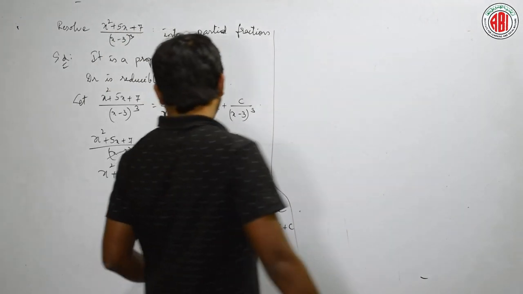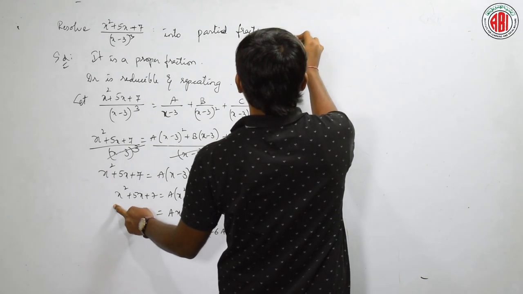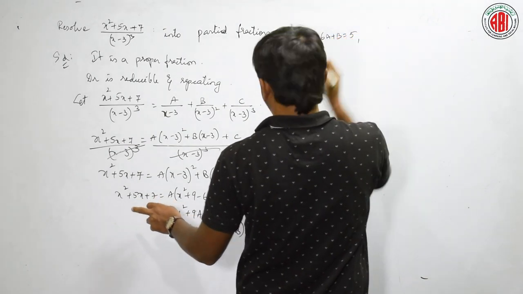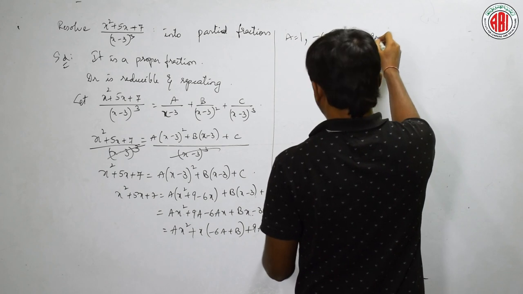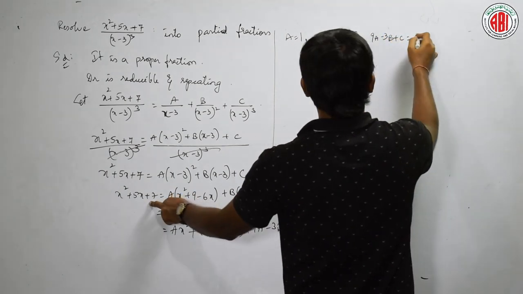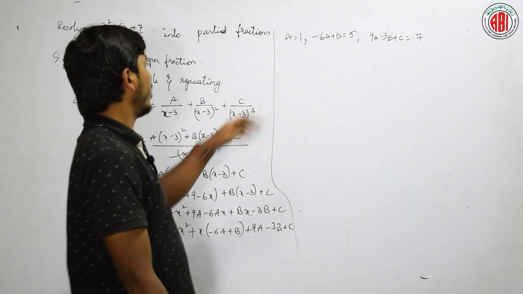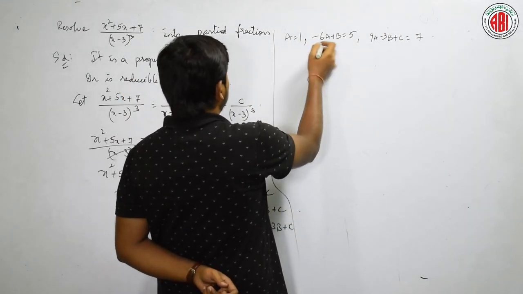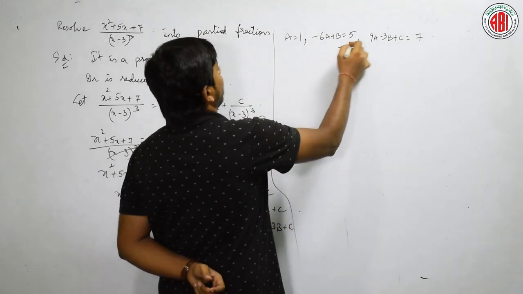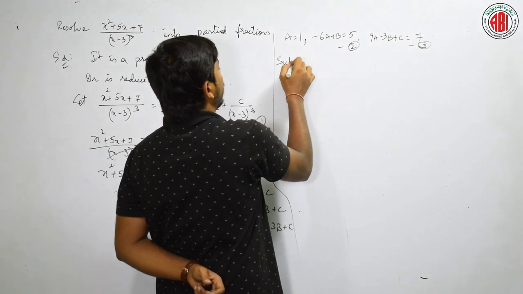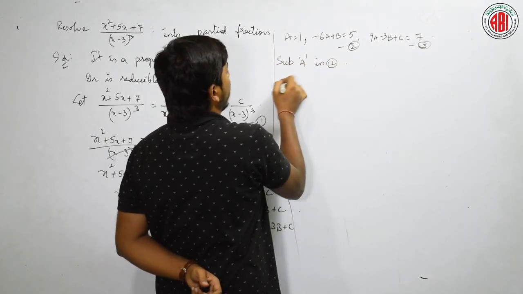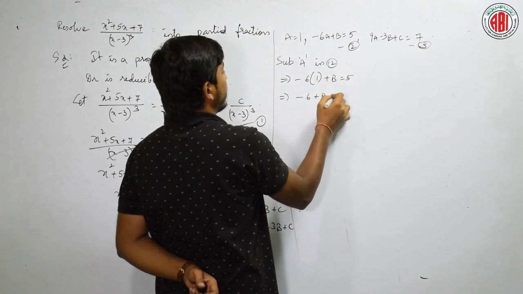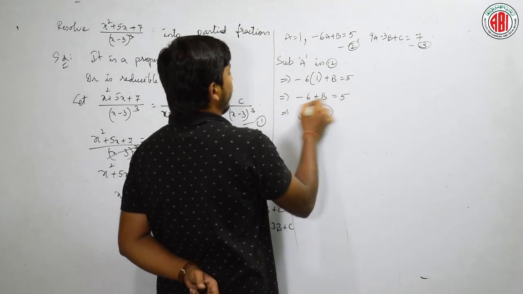Now, equate the coefficients. What is the value of a? a is 1 directly. What is b? Minus 6a plus b is equal to 5, isn't it? And 9a minus 3b plus c is equal to 7, is it right? We already got the value of a. Let us substitute in this. Substitute a in 2: minus 6 into 1 plus b equal to 5, minus 6 plus b is equal to 5, b is equal to 11.